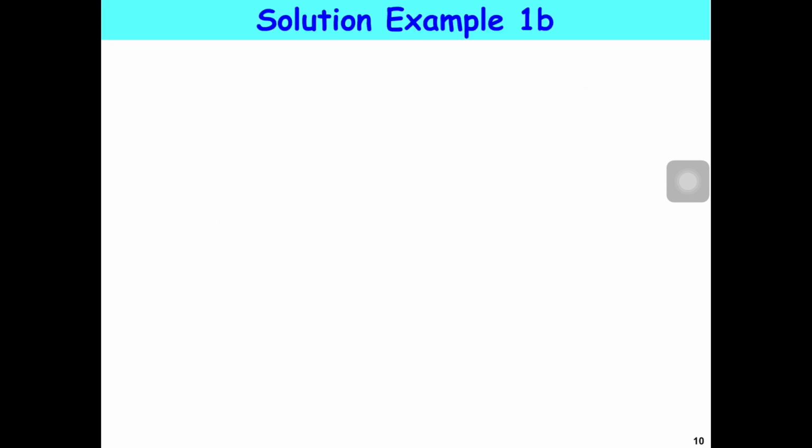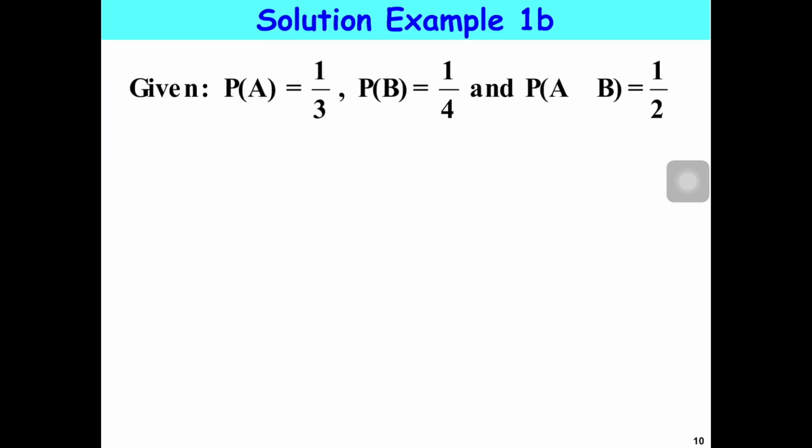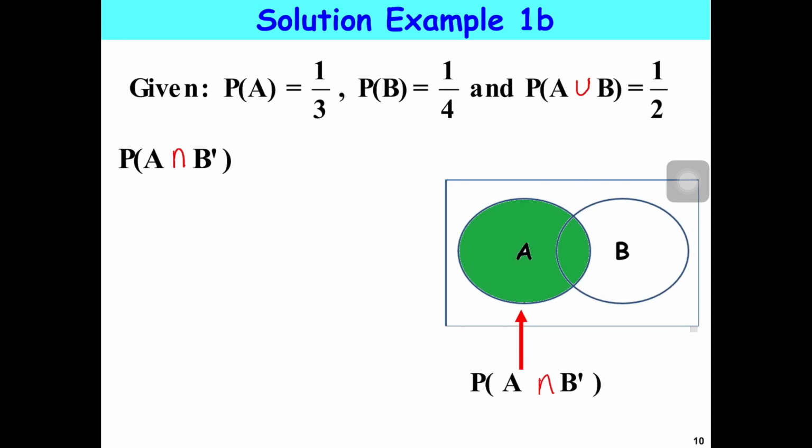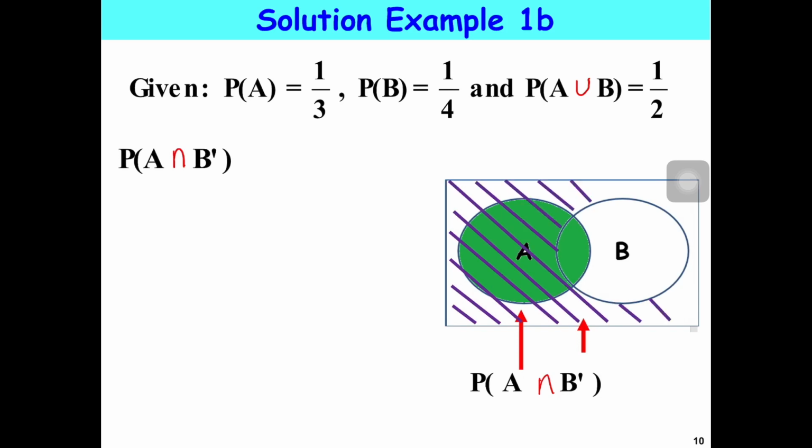Okay, next. Solution to example 1b, given P(A) equals 1/3, P(B) equals 1/4, and P(A ∪ B) equals 1/2. So we want to find P(A ∩ B complement). Previously from part a, we already found the value of P(A ∩ B). What this value means is that your Venn diagram will have an intersection area. Now we want to find P(A ∩ B complement), meaning we will shade the region for P(A), that is the green shade, and then the area of B complement, outside of B.